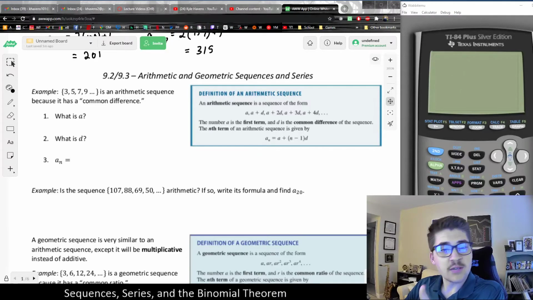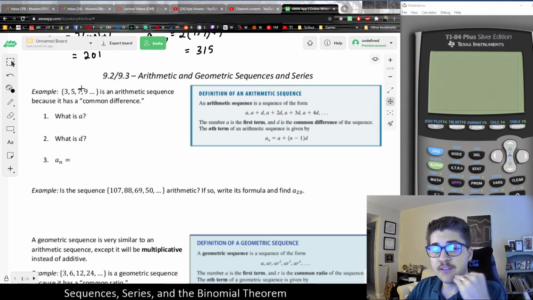An arithmetic sequence is a sequence where each term is growing by the same amount, which we often refer to as the common difference in that sequence. So the sequence we looked at before, 3, 5, 7, 9, is called an arithmetic sequence because each term is growing by the same amount: plus 2, plus 2, plus 2, and so on.